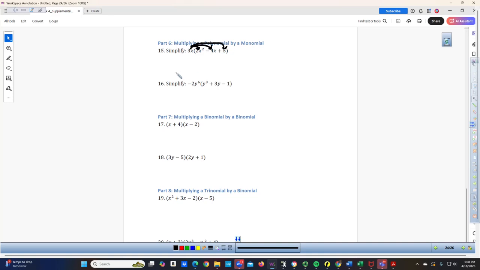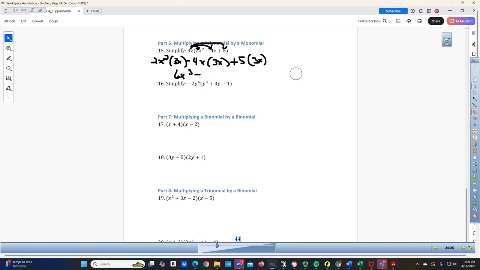Essentially this is going to be 2x squared times 3x minus 4x times 3x plus 5 times 3x. Now if I just multiply this out, I'm going to get 6x to the third power minus 12x to the second power plus 15x. And we will be done.